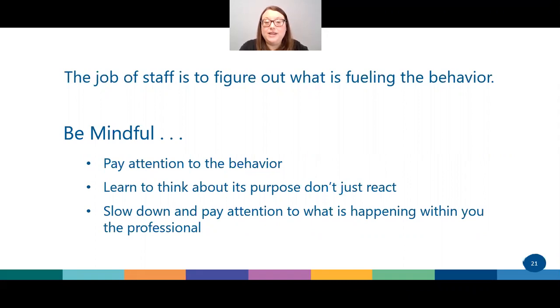Learn to think about the behavior's purpose and not just simply react to it. Again, all those questions that we just talked about. What are they trying to communicate? What do they need? And not just saying things like, we can't do that, or, we don't act that way, or stop what you're doing. Don't just react. Play investigator for a second, which requires us to slow down and pay attention to not only what is happening to the client and to others in our surroundings, but to think about what's happening within you as the professional. How am I reacting?